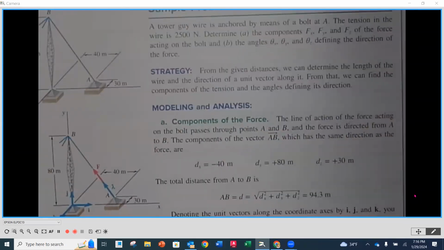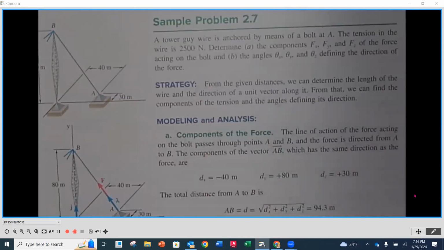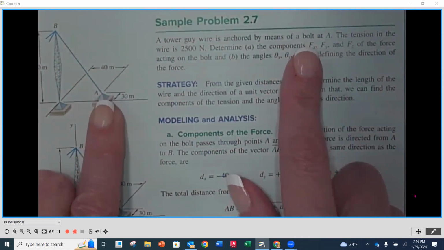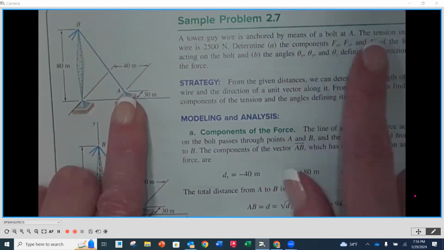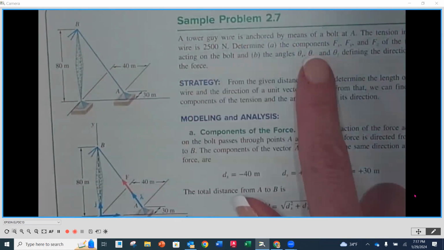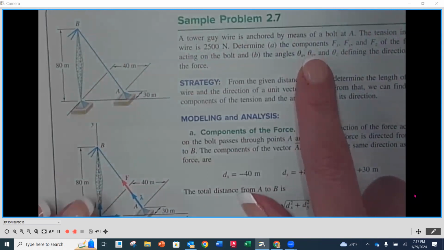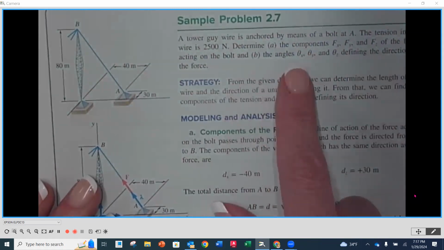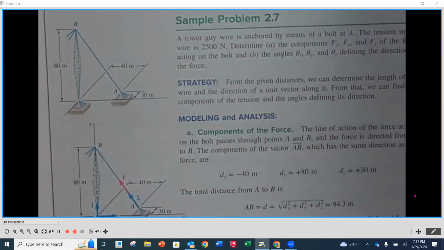We've got a tower guy wire that is anchored by means of a bolt at A. Here's where it's located. The tension in the wire is 2,500 newtons. They want us to determine the components of that force, so Fx, Fy, and Fz, and angles X, Y, and Z.